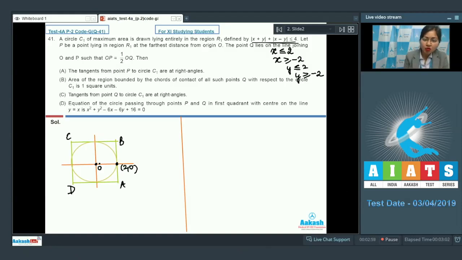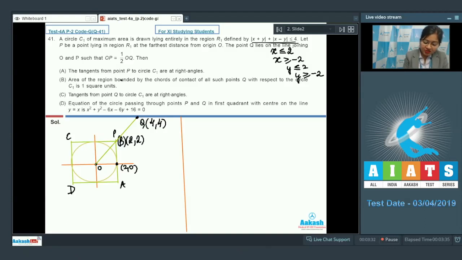Let us assume it in the first quadrant, right? That is at (2, 2). This is point P. Now it has also been given that OQ is equal to 2 times OP. So Q will be lying on this line at something like this, right? So its coordinate will be (4, 4). We are taking it in the first quadrant, but Q can take 4 points, that is (±4, ±4). So let us see what option number 1 says.